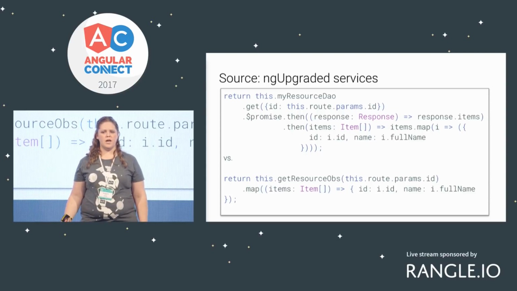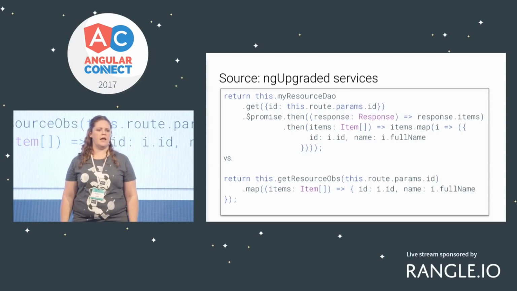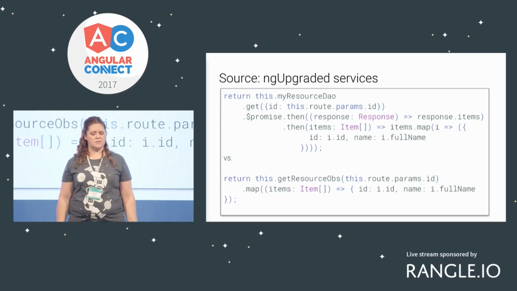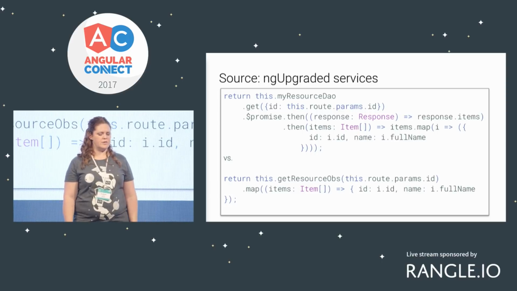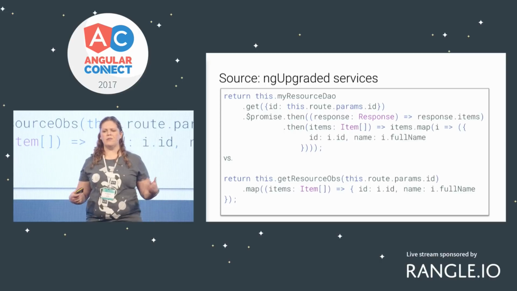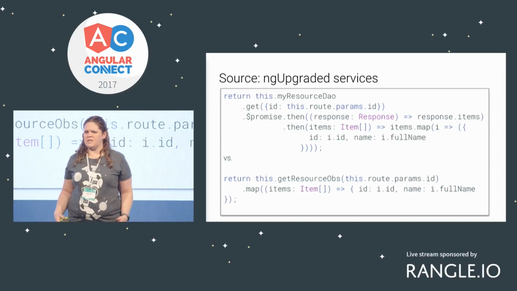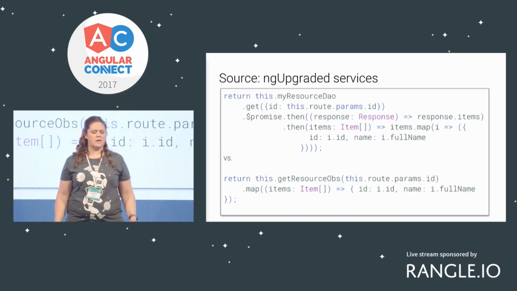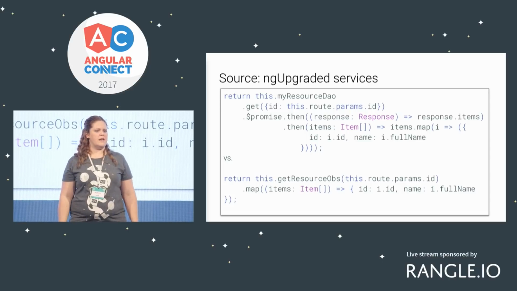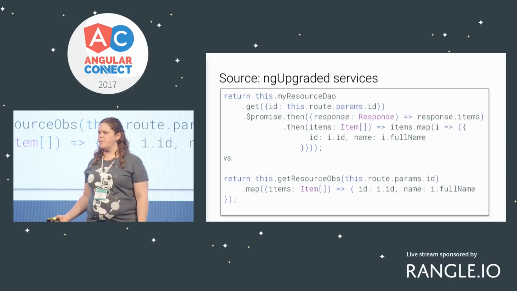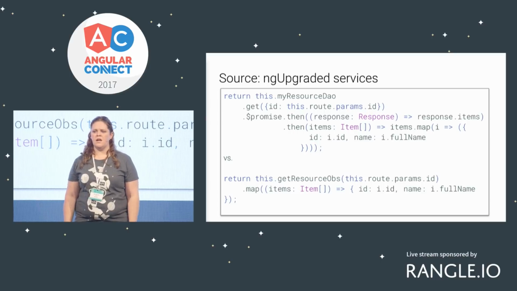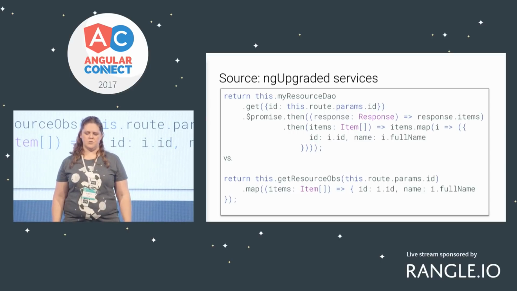Here's an example at the top of some code that's using an NG upgraded service from AngularJS. This is using the $resource service. We have a DAO, we call get, and then we have to call $promise, and then we get this whole promise chain. This isn't really what we expected our Angular code to look like. Down at the bottom is code that's using a native Angular service. It uses observables, and we can use observable operators. This is more where we want to get to.